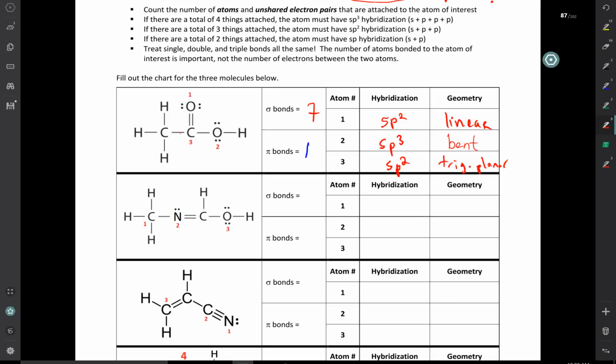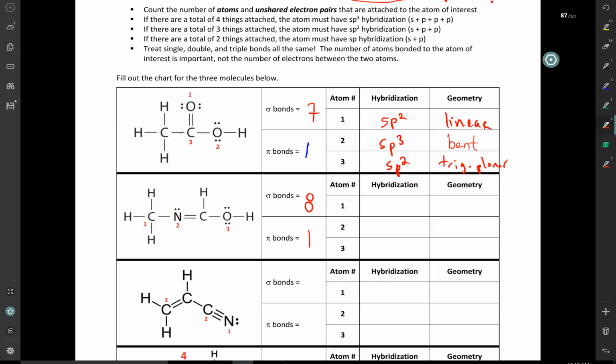Hopefully, by just breaking it down to how many things are attached to the atom of interest, that's going to clear things up a little bit. Why don't you pause the video and try out the second molecule? Let's walk through this one together.